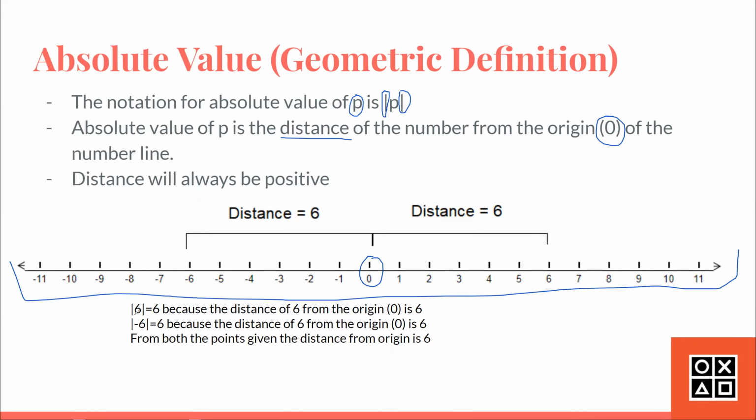Absolute value of 6, meaning 0 to positive 6, is equal to 6, a distance of 6, because the distance of 6 from the origin 0 is 6. And then absolute value of negative 6, meaning 0 to negative 6, is equal to 6 because the distance from negative 6 to the origin is 6. So in conclusion, from both points to the origin, the distance will be 6.